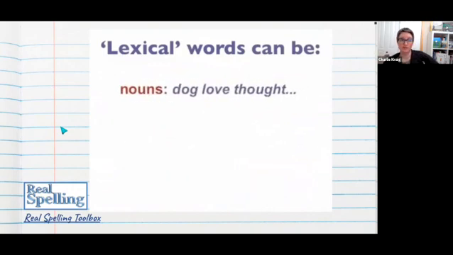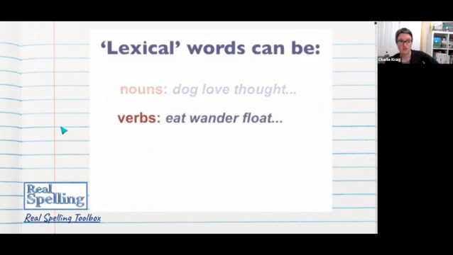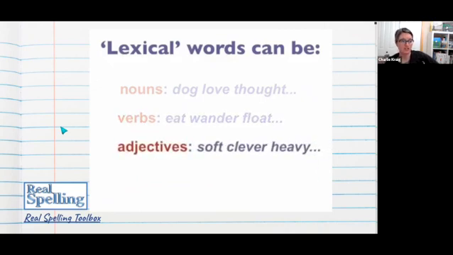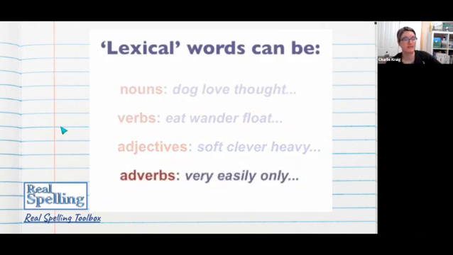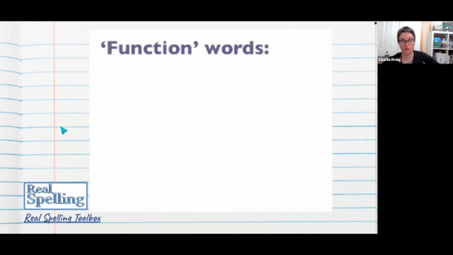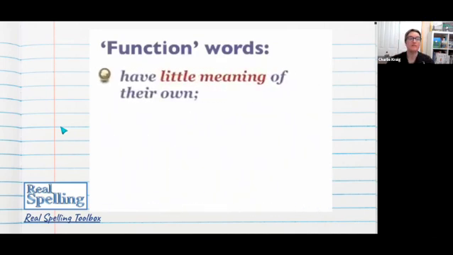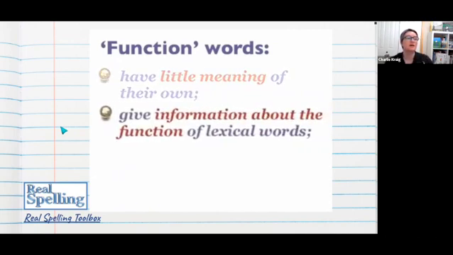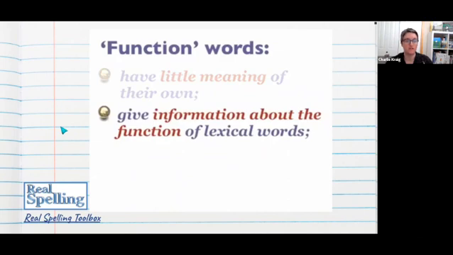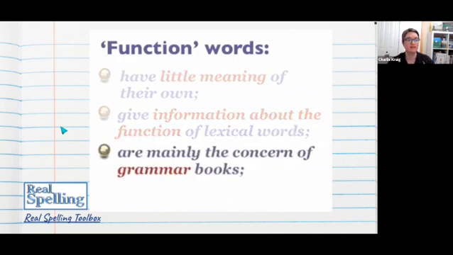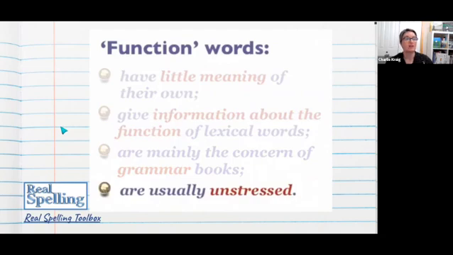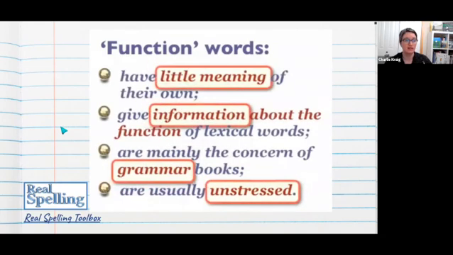Lexical words can be nouns. They can be verbs, such as eat, wander, float. They can be adjectives like soft, clever, heavy, or adverbs, very, easily, only. Function words, in contrast, have little meaning of their own. They give information about the function of the lexical words. They're mainly the concern of grammar books and are usually unstressed. So function words, little meaning, giving information, grammar, unstressed.